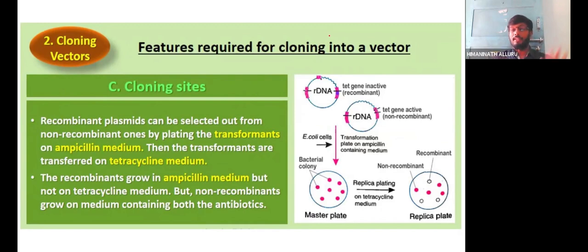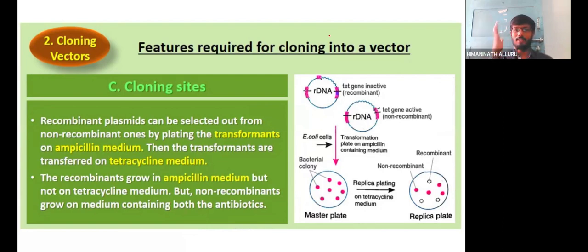Like that, 6 plates we have to make. To check whether the vector alone has gone inside, whether recombinant DNA has gone inside, or nothing has gone inside, all these 3 conditions, we need to make 6 different plates, 2 for each. We have to grow them and check them. For a scientist, it's a cumbersome, very difficult process. Students must understand. Now scientists have come up with a very innovative idea.